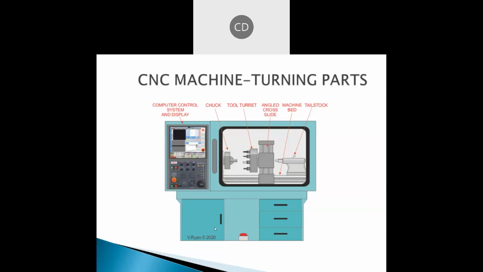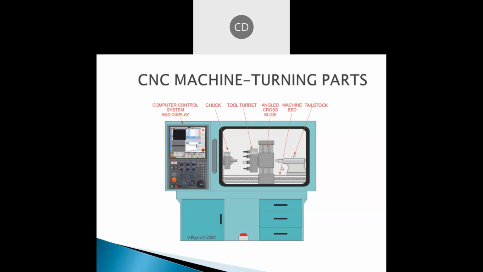So next are the turning parts of CNC machines. This area is called the computer control and display system. Then this is the chuck. We use a magnetic chuck, a 3-jaw chuck, or a 4-jaw chuck. Then another one is the tool turret. In the tool turret we use a number of tools, which have to be assembled in one portion, that is called the tool turret. Then the angle cross slides are attached to the machine with the tool turret.